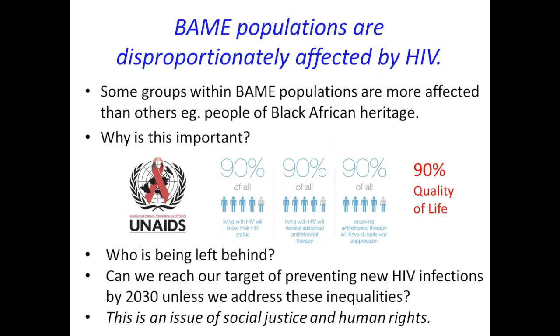So why is this important and why should we care? Well, we have the UNAIDS targets where we want to prevent new HIV infections by 2030, and we have the 90-90-90 targets, which I include the fourth 90 of quality of life amongst them. Although we've made really great strides in the UK in reaching the 90 targets, we have to think about who's not reaching those targets, who's being left behind, and which populations don't have such good outcomes. We won't be able to reach those targets unless we address inequalities in HIV care and access. And it's not only about targets, of course, this is also an issue of social justice and human rights.